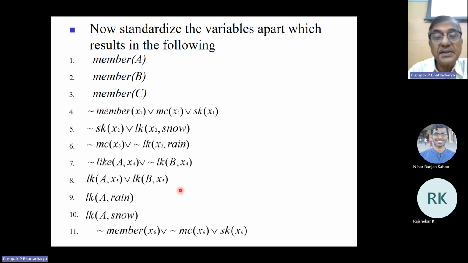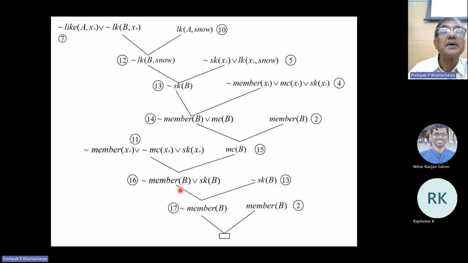So now when these clauses are put together, we should be able to find a contradiction. These clauses do not hold together. They lead to a contradiction. So this is how the resolution proceeds. We start with the goal clause as one of the resolvents. No, not the goal clause, sorry. If A does not like something, then B likes it, and A likes snow. So from these two resolvents, we get the resolvent B does not like snow.